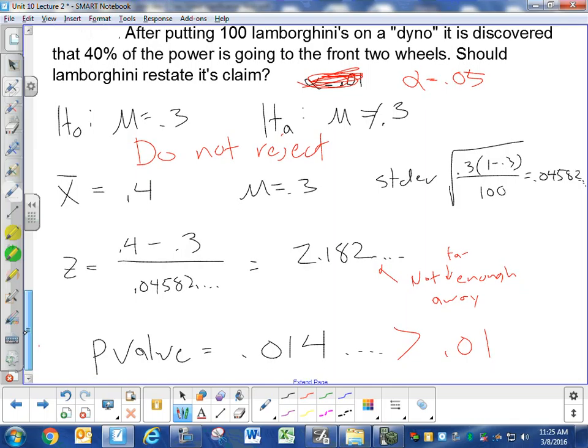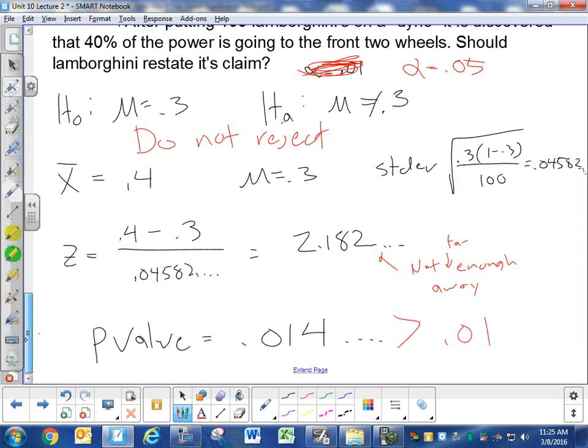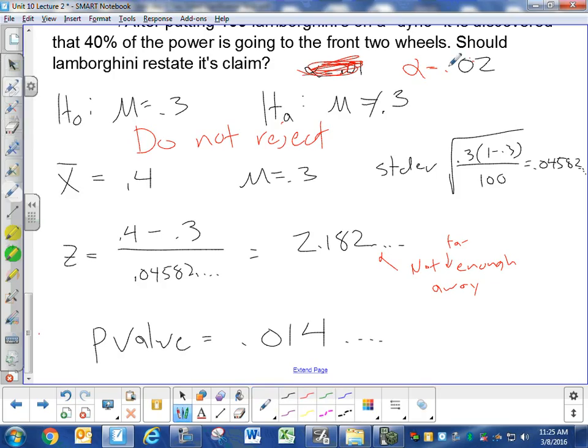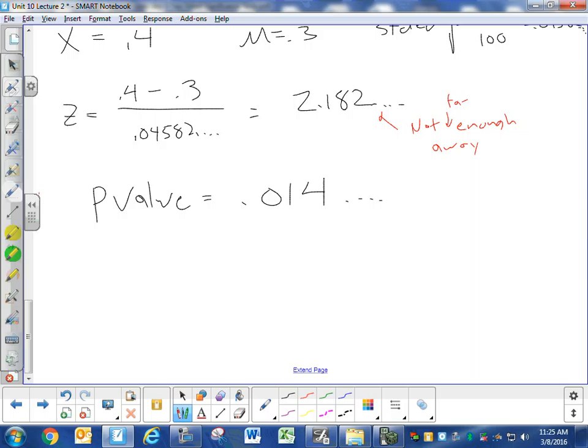But let's go down here. And we have a significance level of 0.05. Well, let's go 0.01. No, it doesn't work. 0.025. Close. 0.02. Perfect. Okay. If I went to a significance level of 0.02 and I get a p-value of 0.014, well, this is telling me that this is far enough away because it is less than 0.02 in this situation.